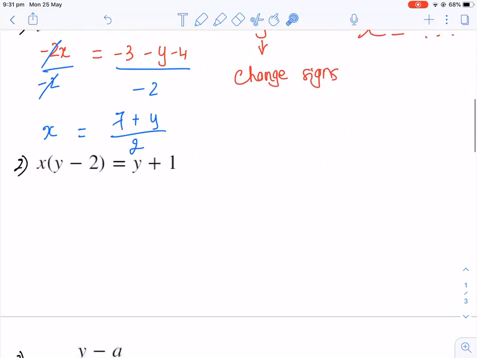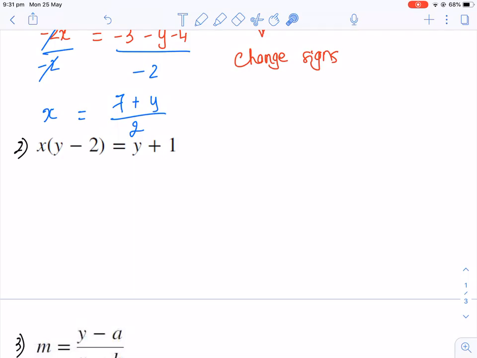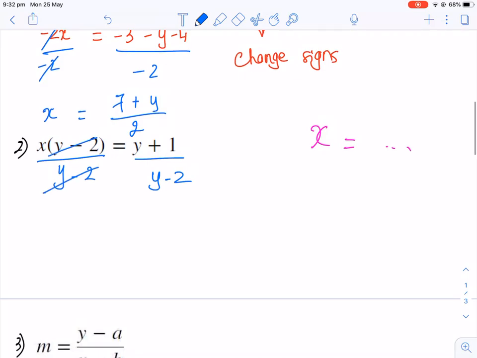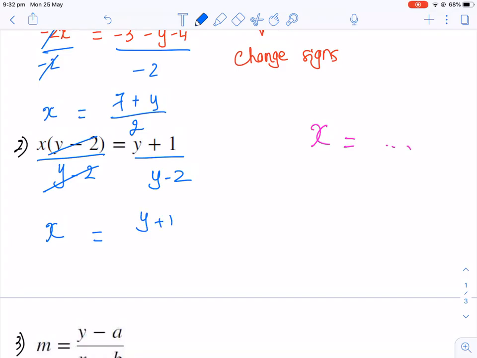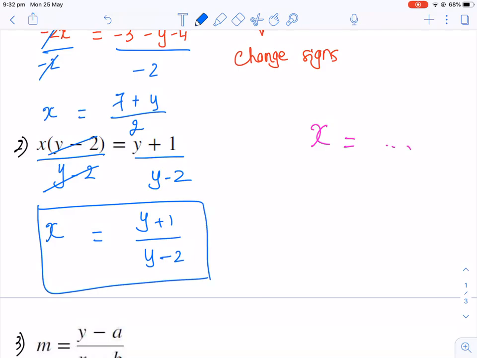The next question is this one. Again, you still have to make x the subject of the equation. X equals something that you need to find. So I'm going to leave everything related to x on this side of the equation and everything not related to x on the other side. With this one, I'm going to divide both sides of the equation by y take away 2. So y take away 2 here simplifies with y take away 2 here. I will have x, and this one will turn to y plus 1 over y take away 2. Done. So you have already made x the subject of the equation.